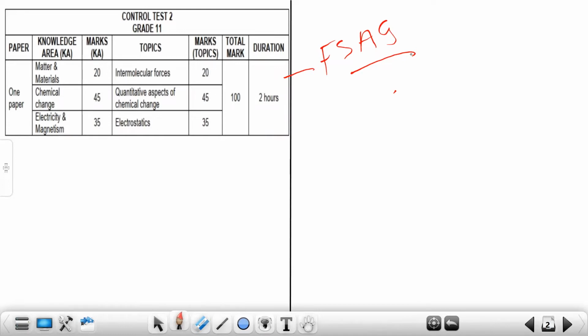So I'm talking to this table such that I want to show you when we set the exams, when we set the test, this is now the framework that we work on. So we are expecting electrostatics now to be 35, quantitative aspects now to be 45. But if you check, the total is going to be 100.